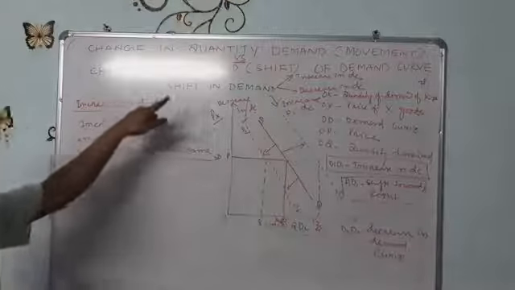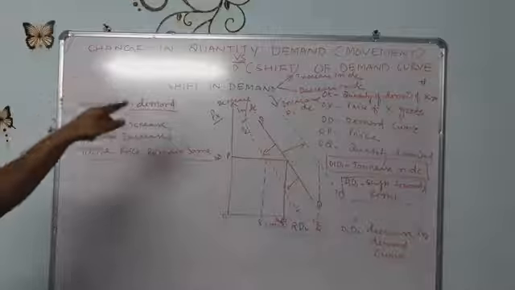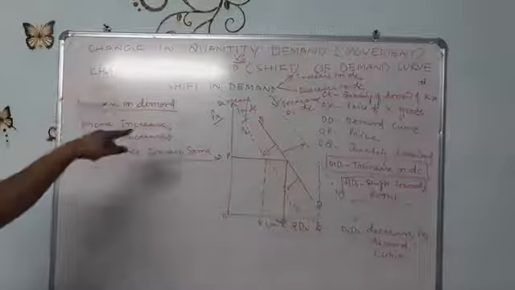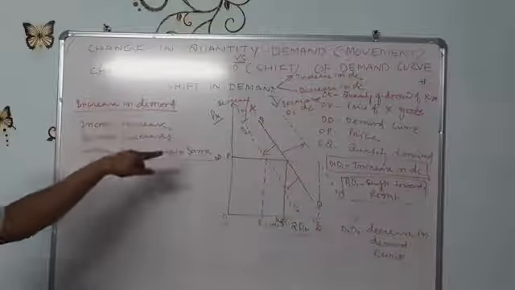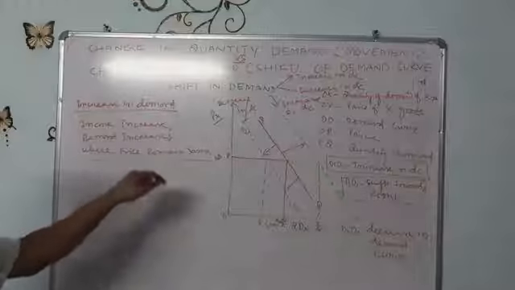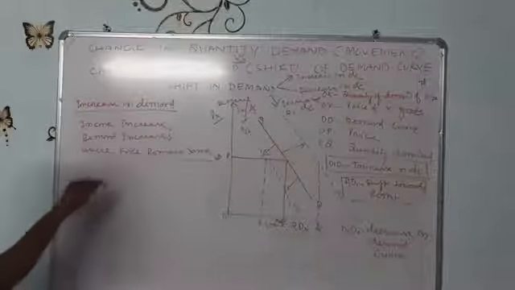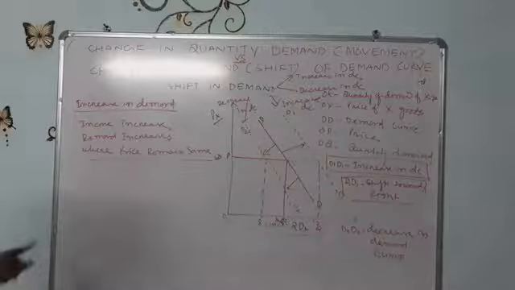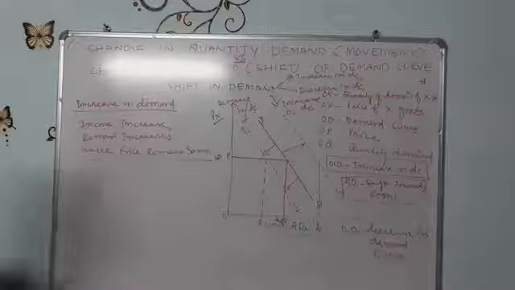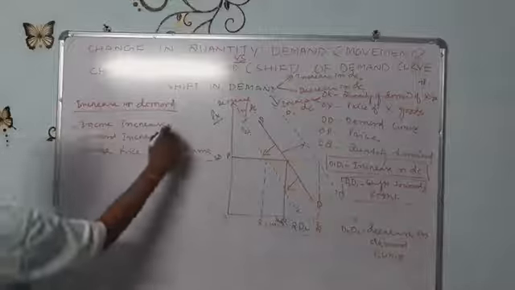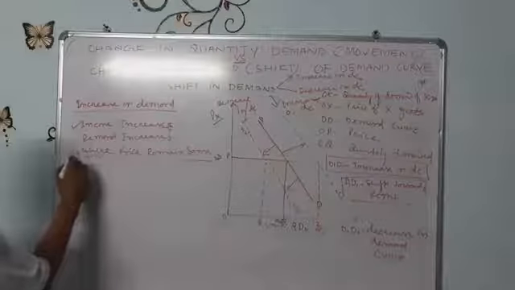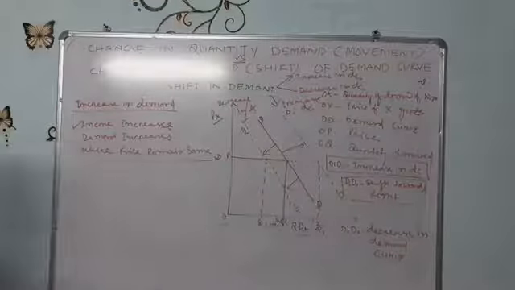Change in demand occurs due to other factors changing but price remains the same. Remember it: other factors change, price remains the same. Changes mean increase or decrease. So increase in demand occurs when income increases, demand increases, where price remains the same.